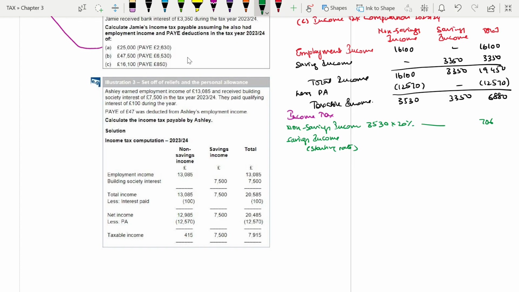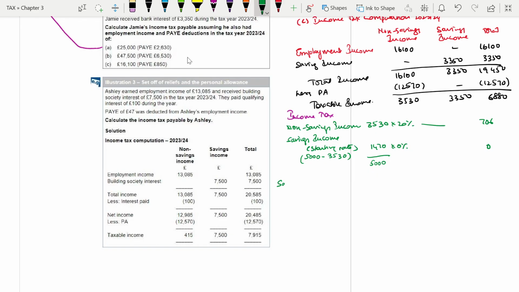Now, 3,530 at the rate of 20%. Now what happens? If it is below 5,000, 5,000 minus 3,530 comes to 1,470 times 0%. You have to write 0. This amount is going to be 5,000. Basically, your first 5,000 is below that amount, so you will get 0.